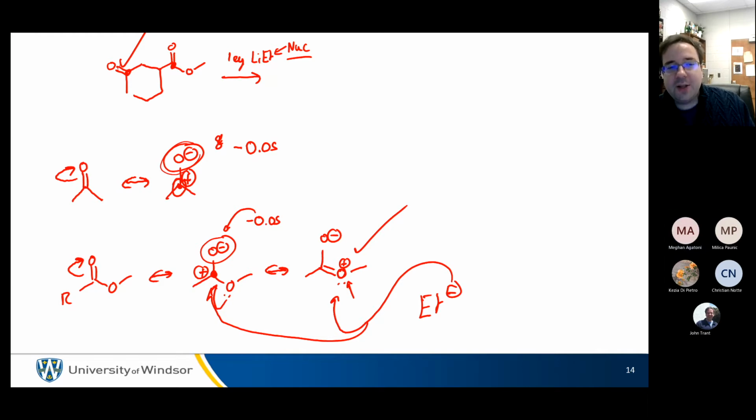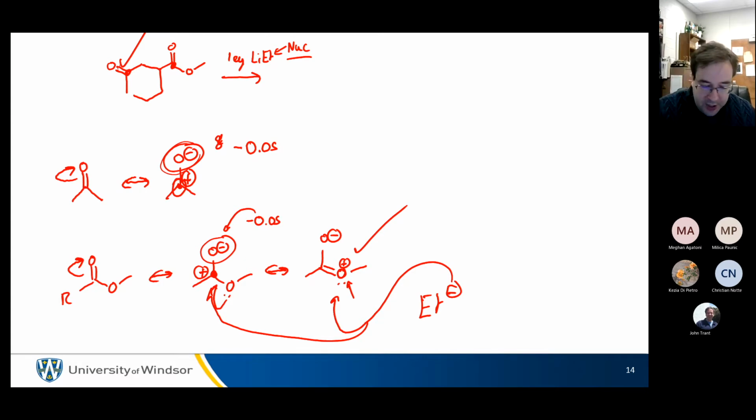No, because this is where we have to think about what equivalence means. It means that for every mole, every 10 to the 23 molecules of the first thing, we've got 2 times 10 to the 23 molecules of ethyl lithium, right? So we both agree, after the discussion we had here, that the first equivalent is going to attack the ketone, right? Yep.